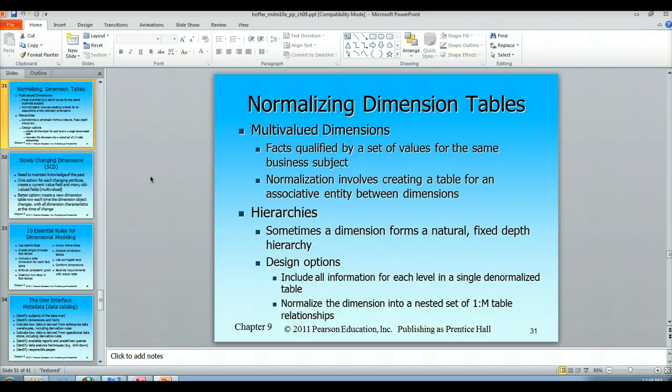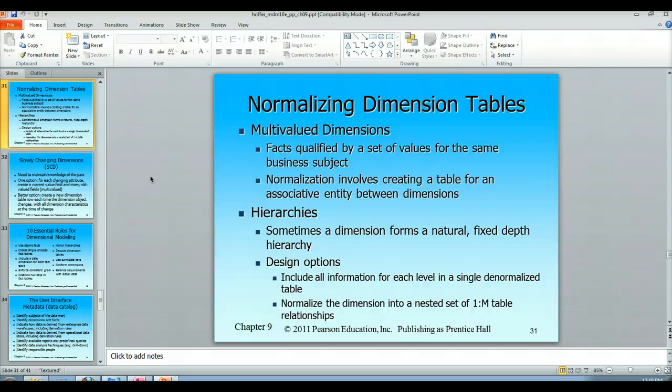And then we can have things like hierarchies. The most natural hierarchy, again, is the time dimension, where you've got the date, and then the date is associated with a year and a month and a week, things like that. So sometimes a dimension forms a natural fixed depth hierarchy. So when we get to designing that, we can include all the information for each level in a single denormalized table, like our period table.